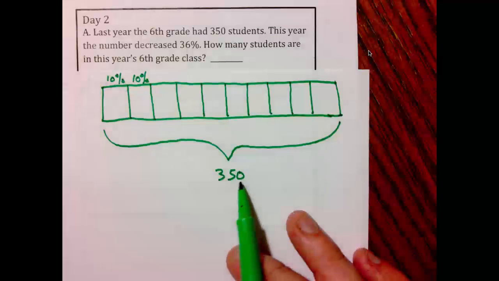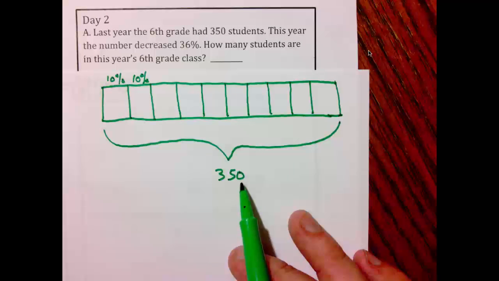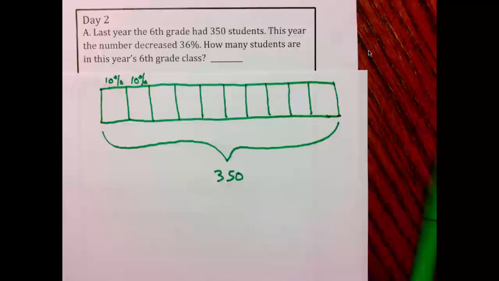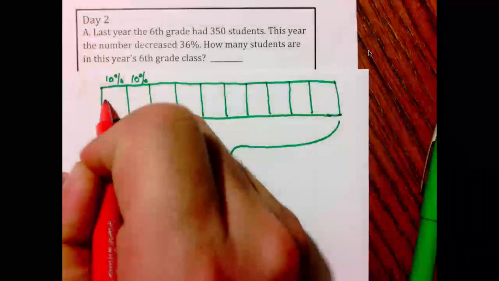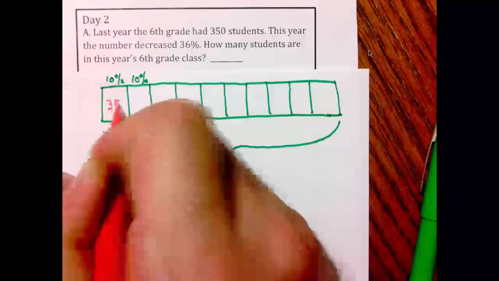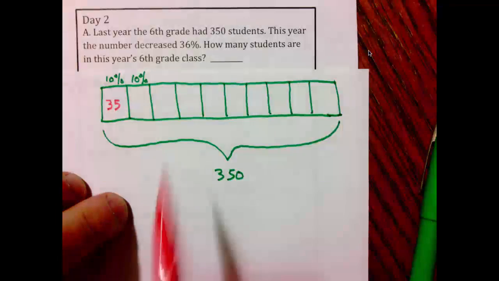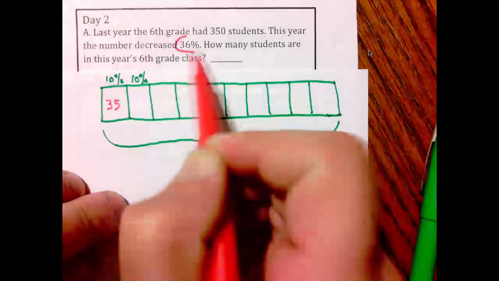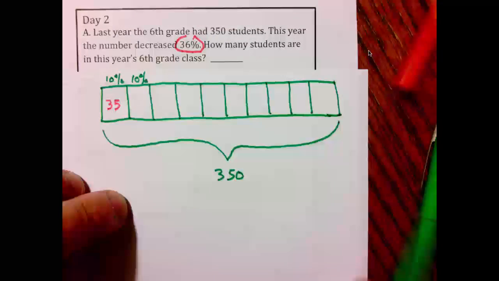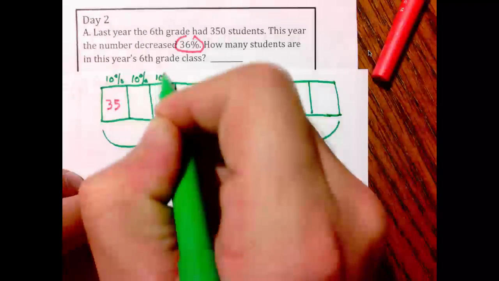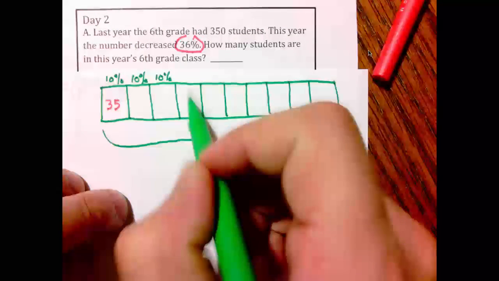Well, what is 10% of 350? We simply move the decimal one place to the left. 10% of 350 is 35. Okay, but we're looking for 36%. So 36% would be three 10%s, and then 6% of another one.